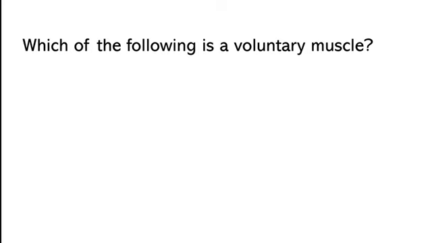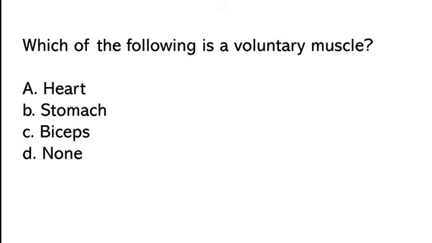Which of the following is a voluntary muscle? Heart, stomach, biceps, none. So the correct answer is option C, biceps.